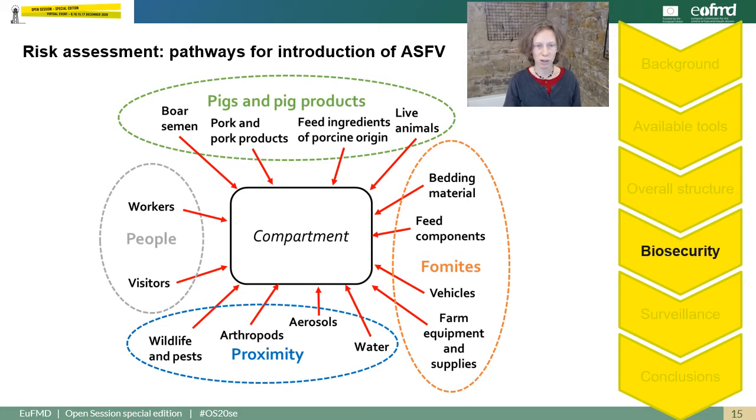For instance, when feed ingredients of porcine origin are not used, such as spray-dried porcine plasma, no further mitigation would be required for this pathway. Regarding wildlife, the level of risk would depend on whether the pigs are housed in fully enclosed barns, whether they have outdoor access, and whether feral or wild pigs are present in the region.